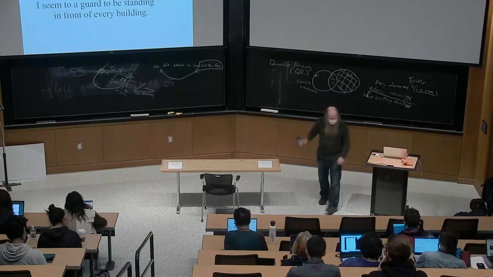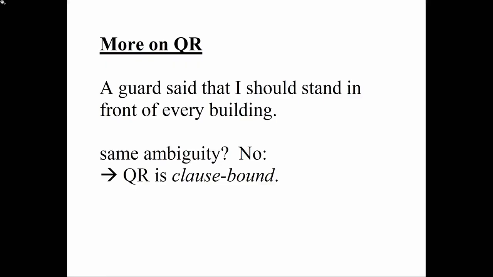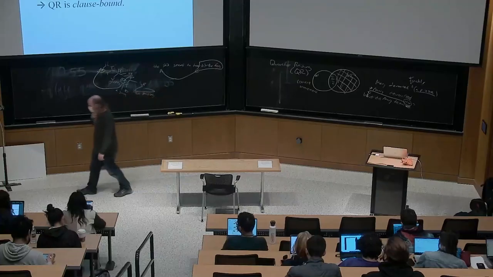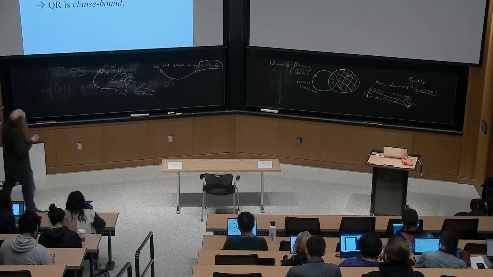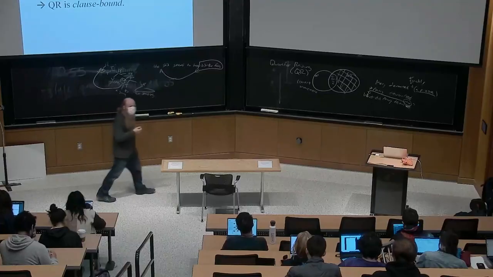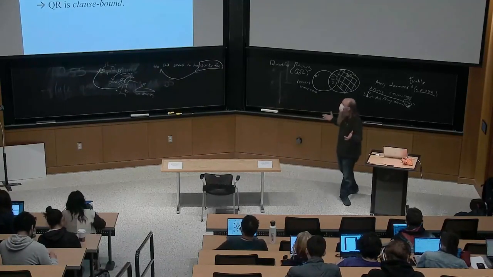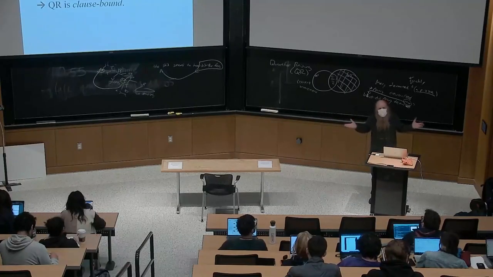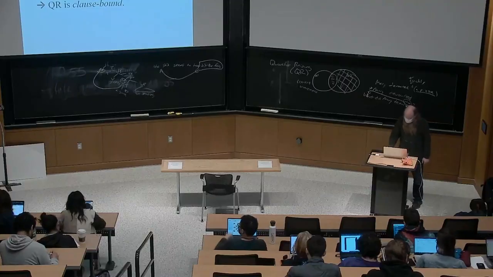So we said a bit ago that QR is clause-bound, right? There we go. That's us saying that QR is clause-bound. "A guard said that I should stand in front of every building." I said, yeah, why isn't that ambiguous? Well, it's not ambiguous because every building is inside an embedded clause that doesn't contain a guard. So QR can't take every building and move it past a guard. And then I think I also said, if we're saying things like that, we eventually will have to explain what we mean by clauses exactly. So clause has to include things like "that I should stand in front of every building."